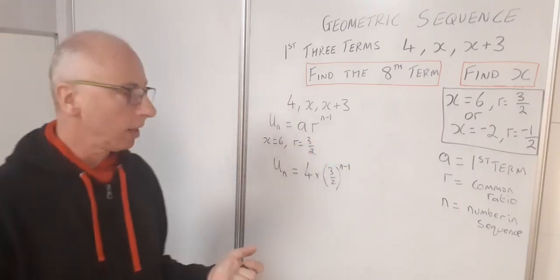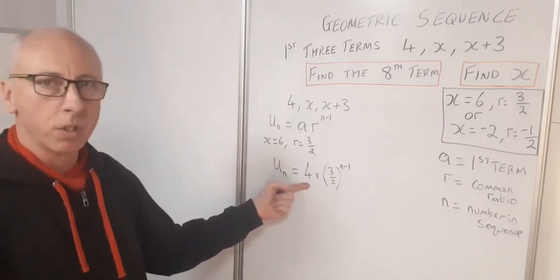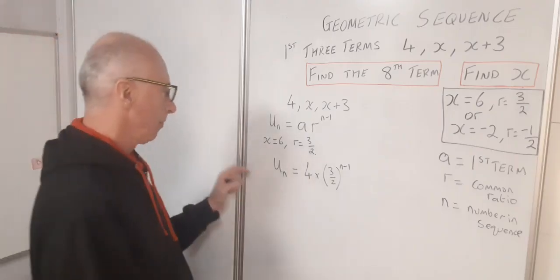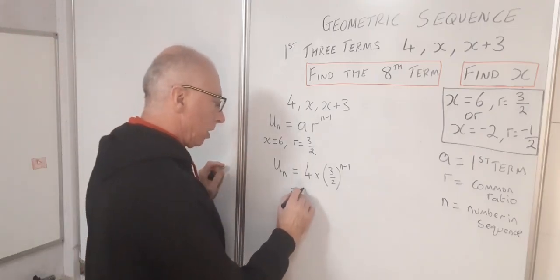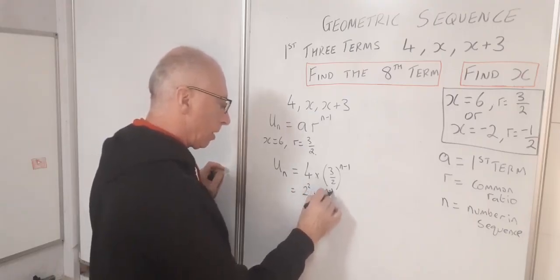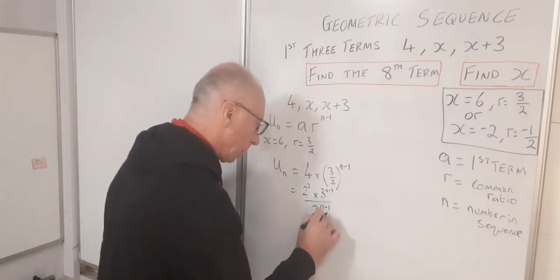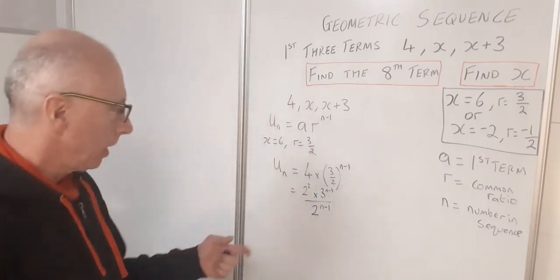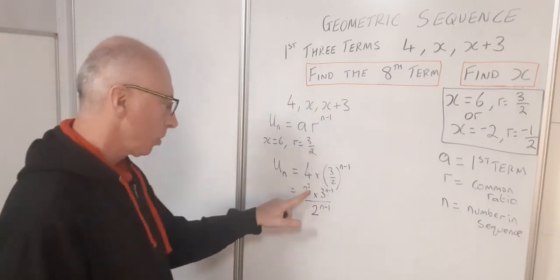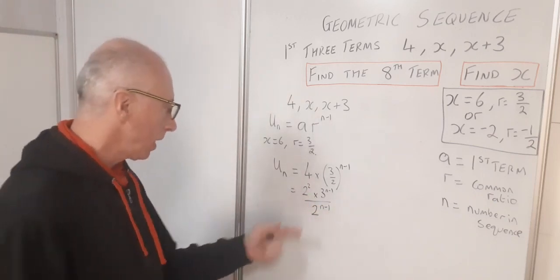And that would be fine, but we can simplify that because 4 is to the power of 2. We can write that as 2 squared. So then we would get 2 squared times 3 to the n minus 1 divided by 2 to the n minus 1. Okay, let's simplify this off because I've got 2 squared and 2 to the n minus 1 and they're multiplied, so I can combine these.